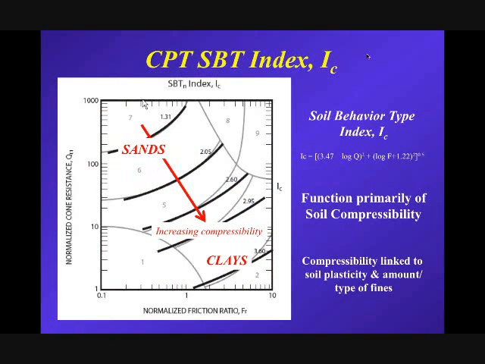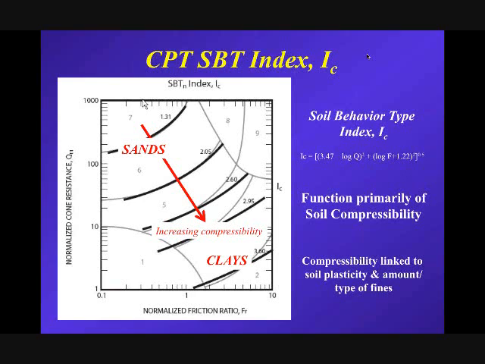Now when those charts were first developed, several researchers identified that the boundaries between the zones were roughly concentric circles. And so Jefferies and Davies, almost 20 years ago, came up with the idea that you could combine these normalized parameters Q and F to come up with a single parameter that they referred to as the soil behavior type index, Ic, which is essentially just the radius of these concentric circles. So when Ic is small, you're up in the sand region, and when Ic is large, you're down in the clay region.